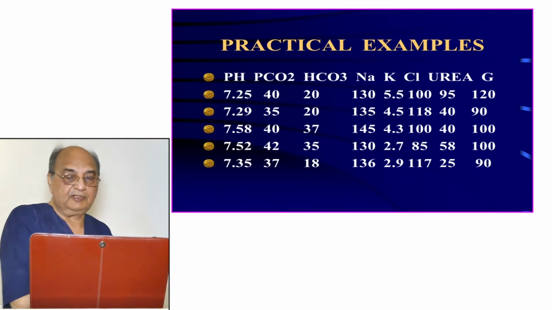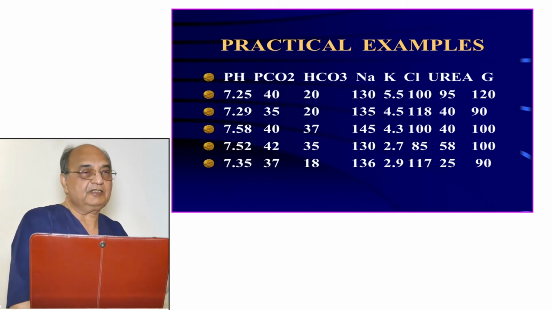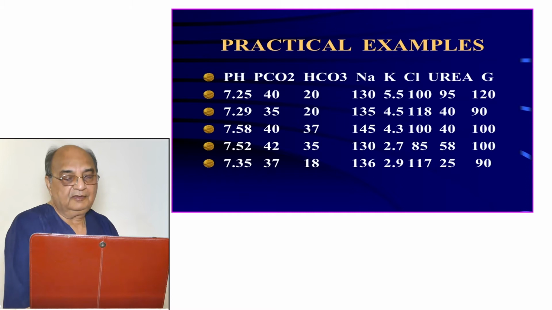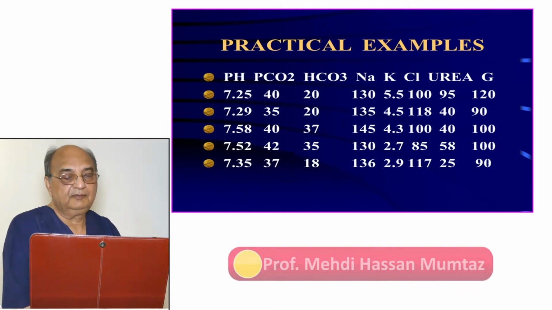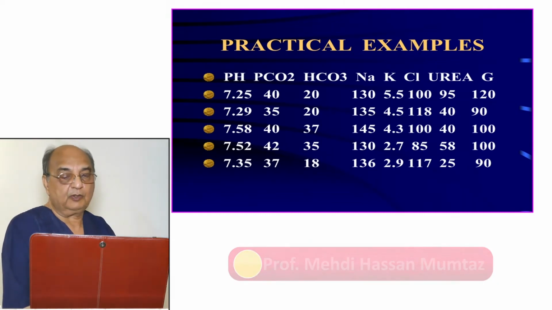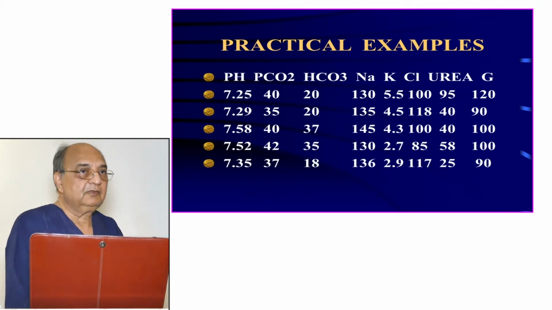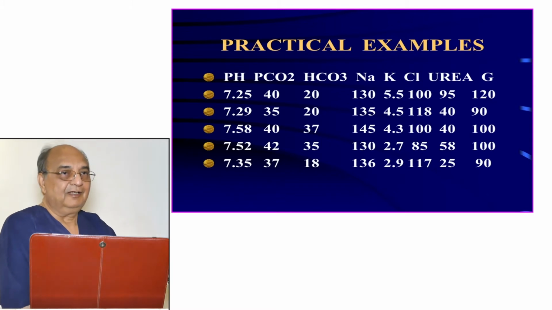Now, if considering these things, you can do the practice. pH is 7.25, PCO2 is 40, bicarbonate is 20, sodium is 130, potassium is 5.5, chloride is 100, urea is 95, glucose is 120.